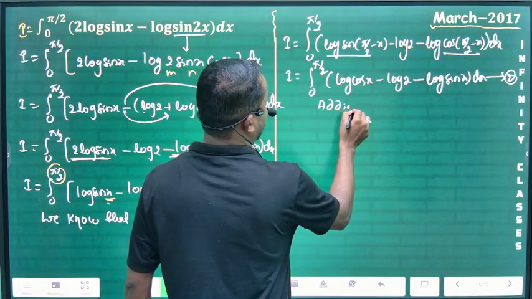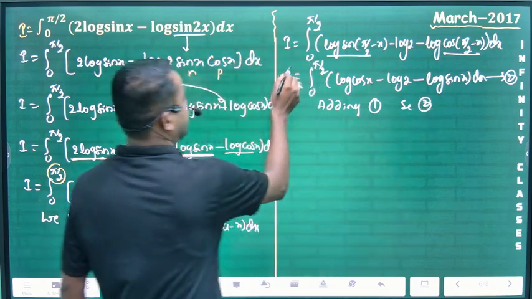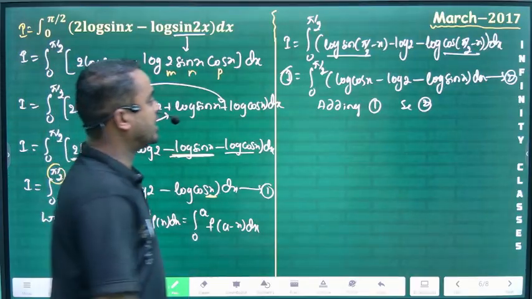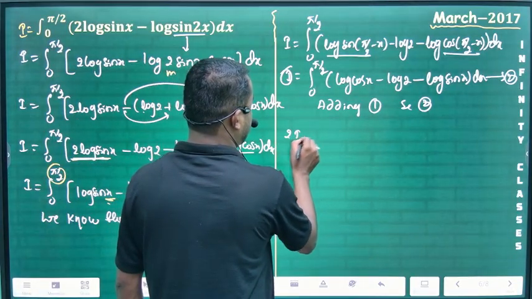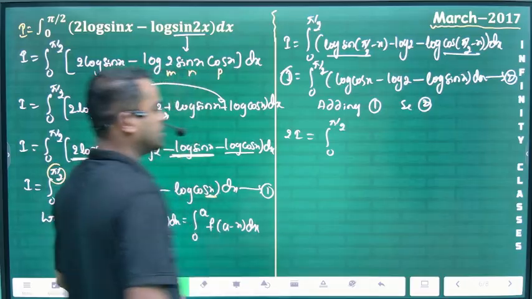Adding equation 1 and 2. Left side, i plus i is what? 2i. On the left side, i plus i is 2i. The limits 0 to 5 by 2 are common for both equation 1 and 2.